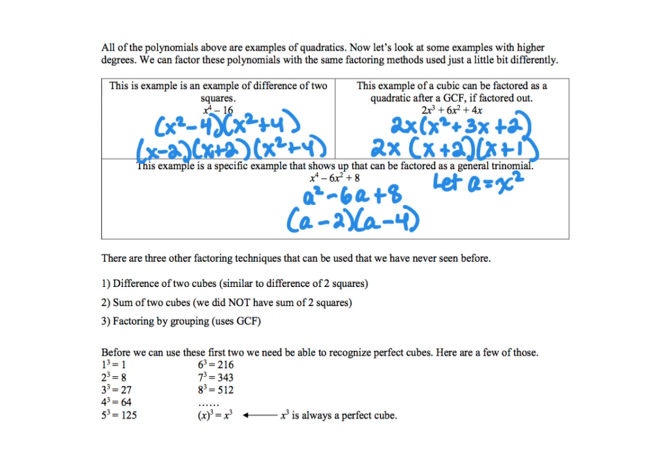But remember, a is not in our original problem, x is. So let's substitute back in the x. So this is x squared minus 2 and x squared minus 4. Now the x squared minus 2 doesn't factor because 2 is not a perfect square, but x squared minus 4 does. Each of these is a perfect square, so I can factor it further. So this is x squared minus 2, x minus 2, x plus 2.